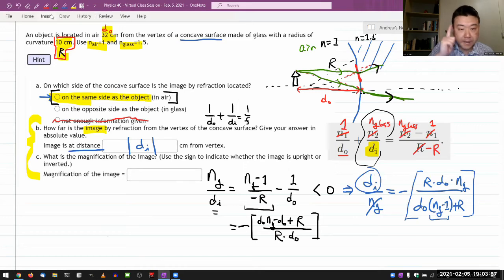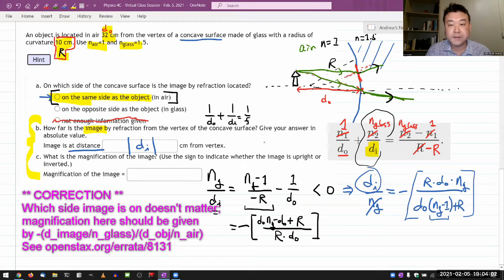Oh, wait. I think here I'm actually saved by one thing. Okay, I think that's why this question was reasonable. Because the image is on the same side as the object, the fact that the other side has a different index of refraction is okay, because the image is actually on this side. So I can still use the expression. The formula for magnification is minus di over do.